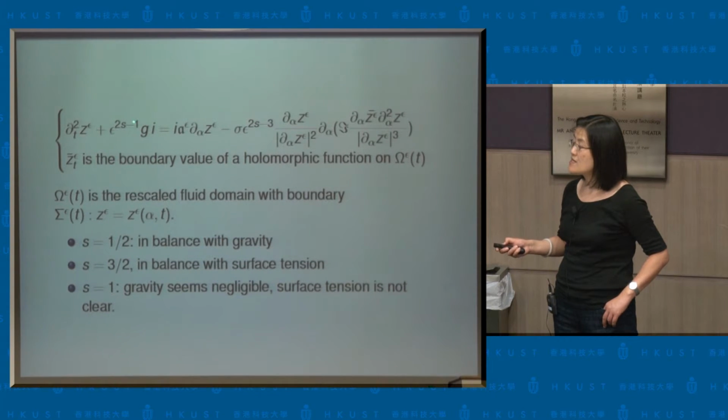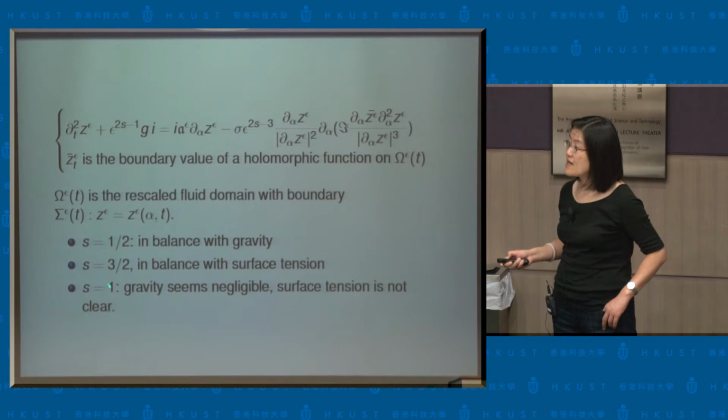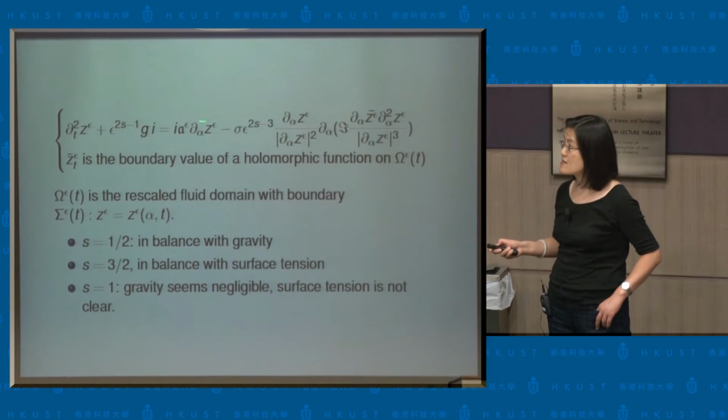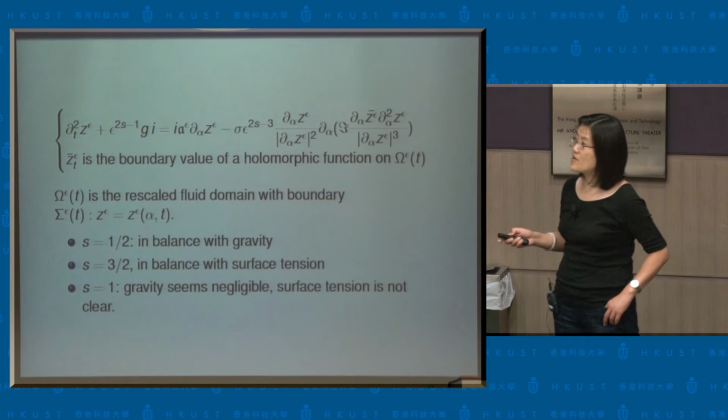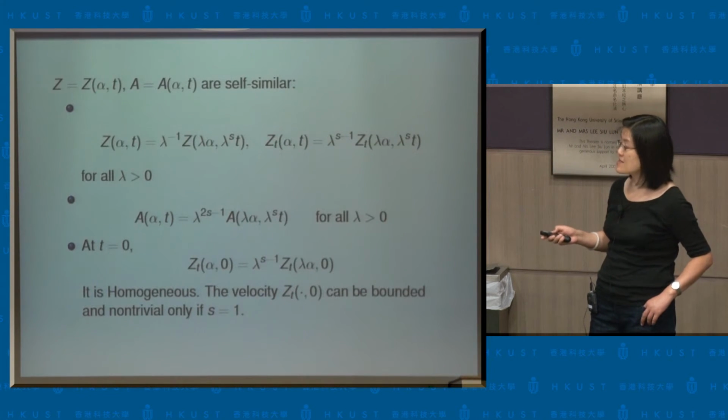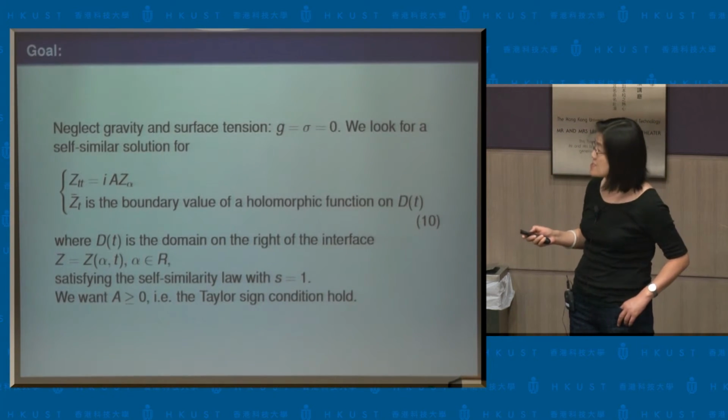That means we think there could be a singularity of self-similar type obeying the scaling law s equal to 1. And in that case, neither gravity nor surface tension is in charge. So that means we now neglect these two terms. Let's try to find the profile. So we neglect these two terms, and we go to the limit. The limiting profile has to satisfy this, right?